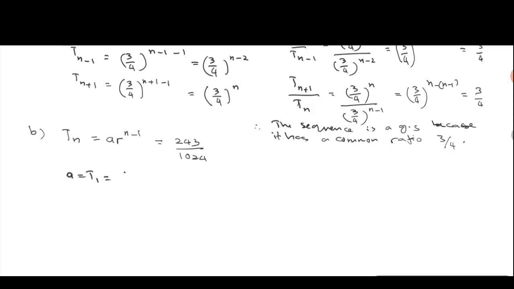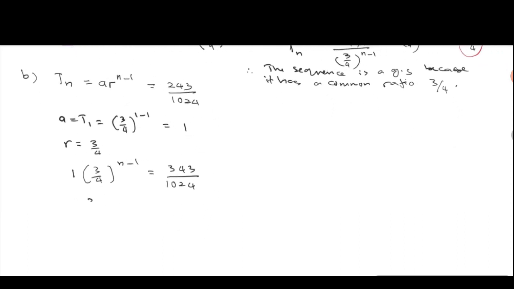The first term is equal to 3 over 4 raised to the power of 1 minus 1. 3 over 4 to the power of 0 is equal to 1. R is 3 over 4. This value we get from the previous solution here. Okay, so we substitute these values into the equation. We will have 1 times 3 over 4 raised to the power of n minus 1 equal to 243 over 1024.